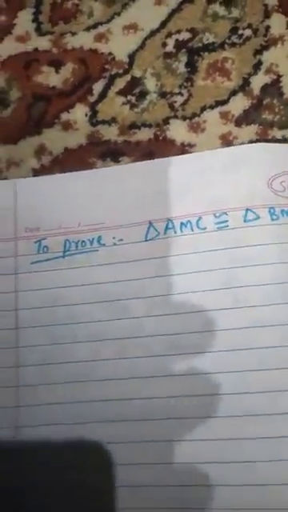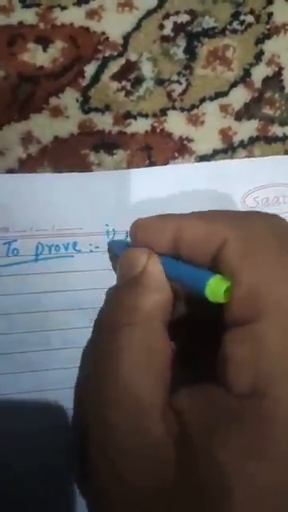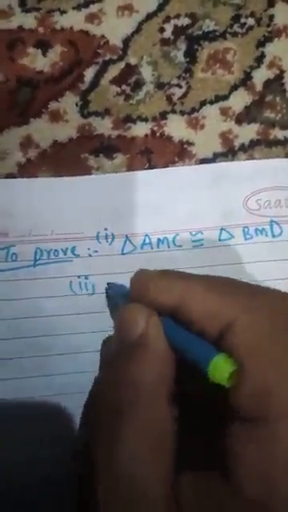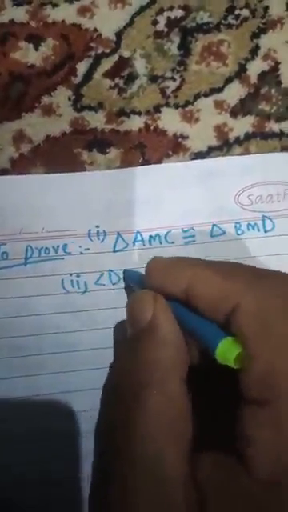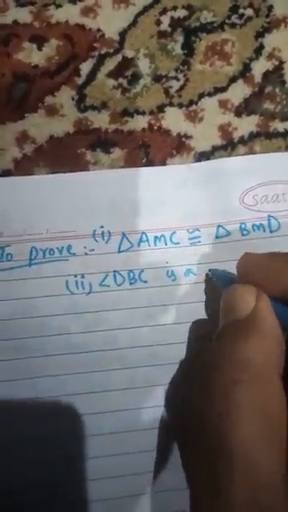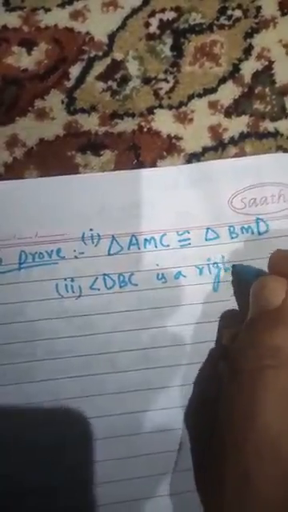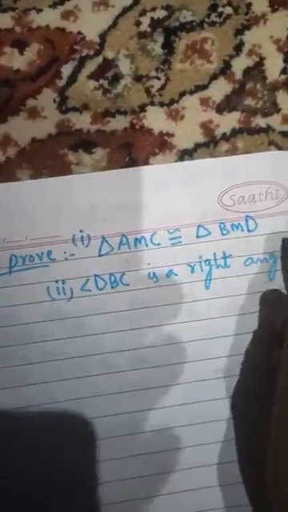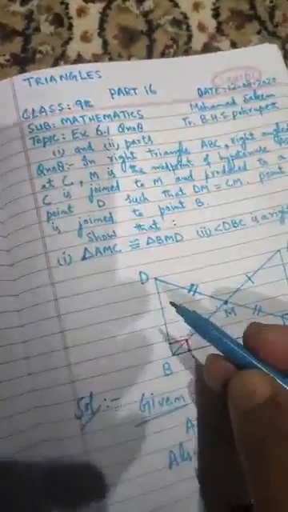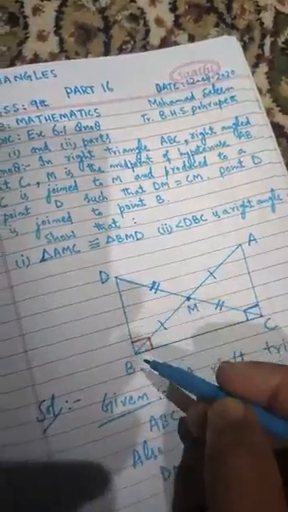Two things we have to prove. First is triangle AMC is congruent to triangle BMD. That is the first thing which needs proof. And second part, we have to prove that angle DBC is a right angle. Angle DBC is a right angle.